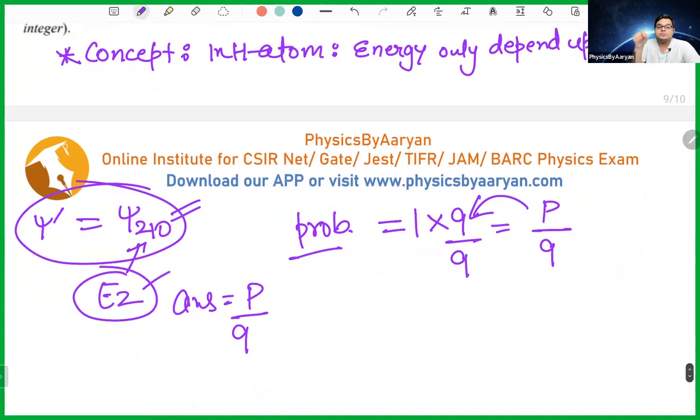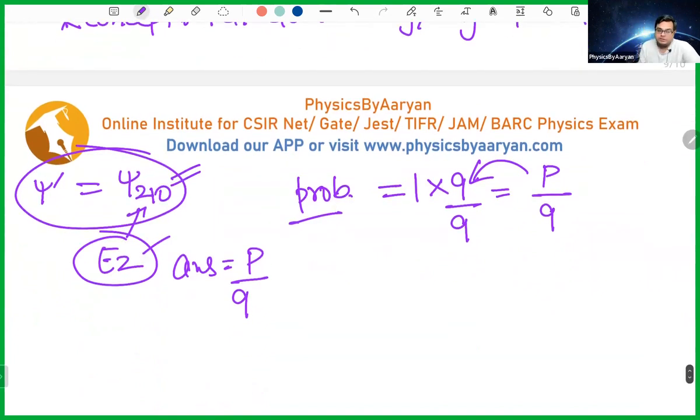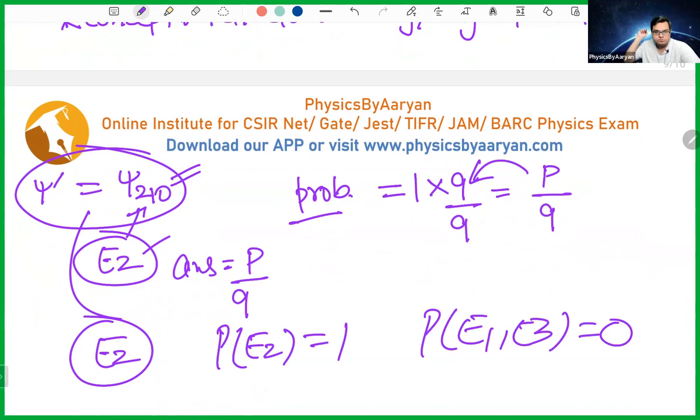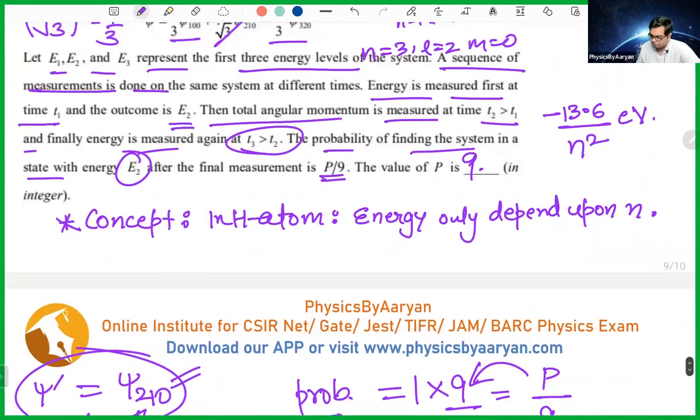Now when I do the energy measurement on this, there is only one possibility that it will give you the energy E2. That is why the probability to get E2 is 1 and the probability to get E1 or E3 is 0. So that is why the answer to this question is 1, or in the language of this question, P should be 9, so that 9 by 9 gives you 1. So that was your final question of GATE 2024.